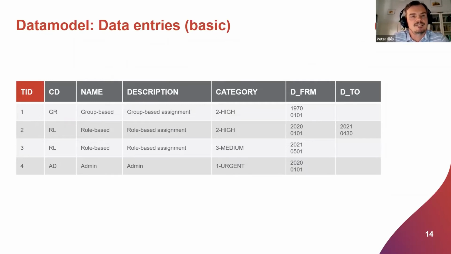Then we see some CD or code. This is some kind of natural key, which is usually present. And here we see that the second and the third lines or records are basically the same record, but it changed over time. So an important aspect is that we maintain some time validity, some timeline.